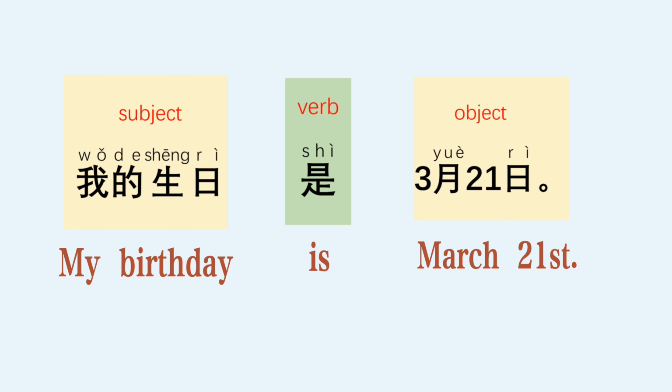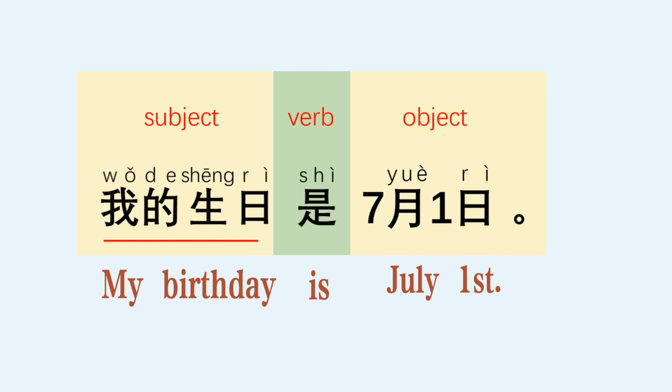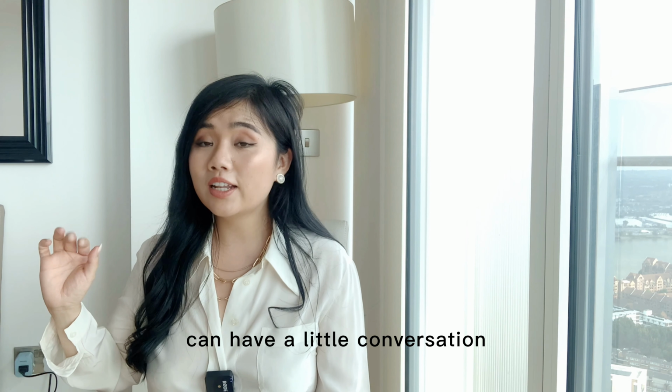Do you remember there are two characters, magic ones, that mean and you? We call it 你呢? 你呢 simply means and you. My birthday is 21st of March, 你呢? If your birthday is, let's say, 1st of July, you can say 我的生日是7月1日. So now we can have a little conversation.